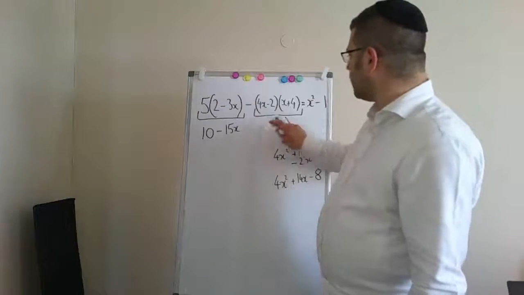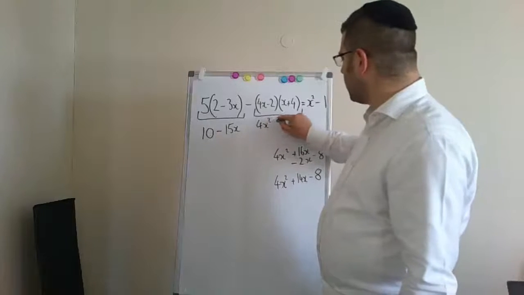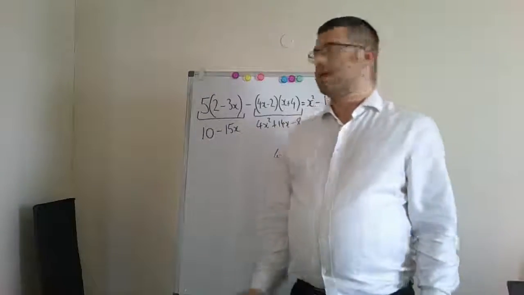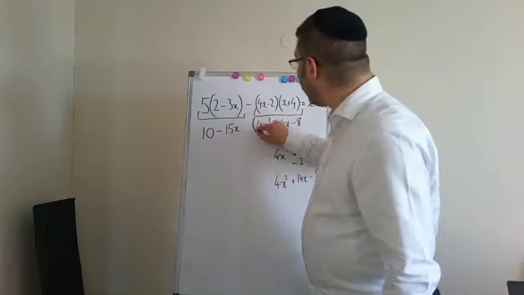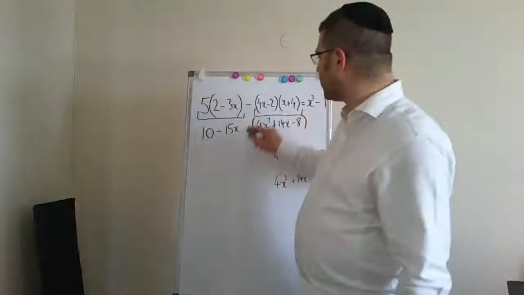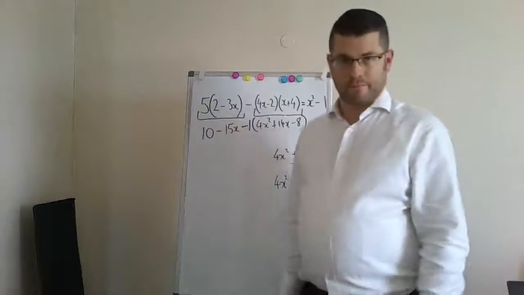So let's write that up here. 4x squared plus 14x minus 8. And the trick here is do the brackets. As soon as you've simplified the brackets, put them back in its own bracket, then bring in a minus or a minus 2 or a minus 3. In this case, just a minus. Remember, a minus by itself is really minus 1.